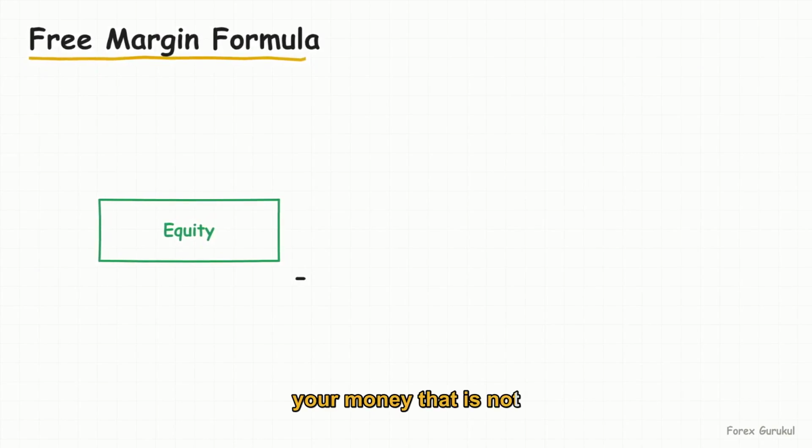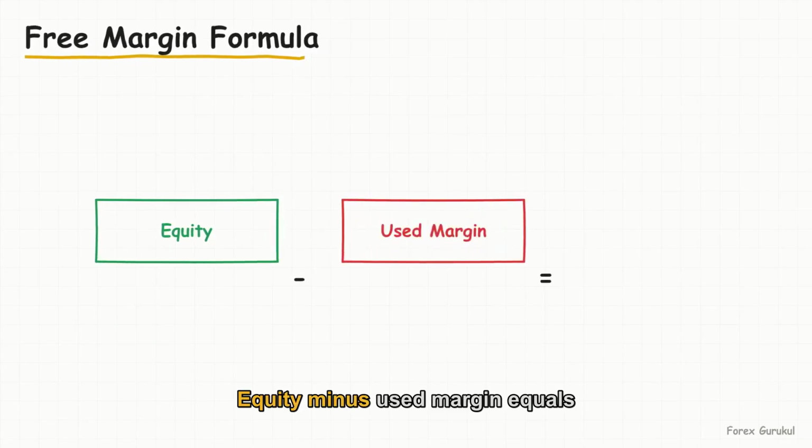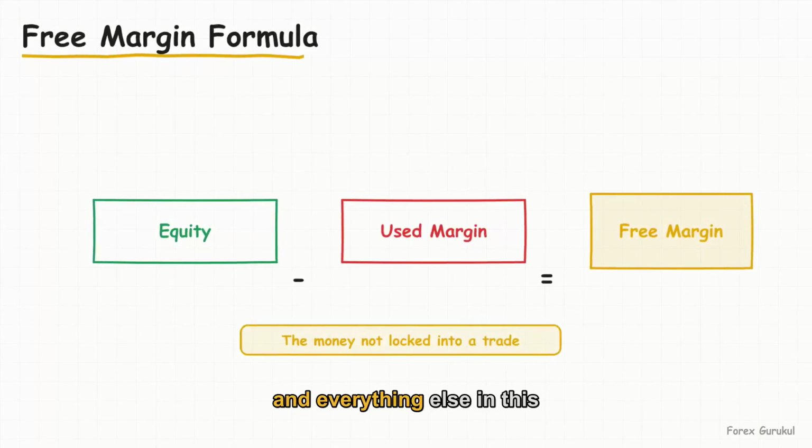Now take your equity, that is your balance adjusted for whatever your open trades are doing right now, up or down, and subtract used margin, the total tied up in those open positions. What is left over is free margin. It is the portion of your money that is not locked into a trade, sitting there ready to be used. Equity minus used margin equals free margin. That is the entire formula, and everything else in this video is just what happens to the numbers on either side of that subtraction.